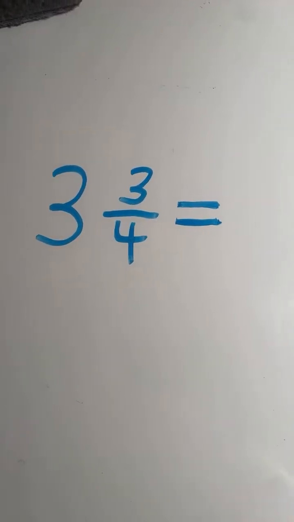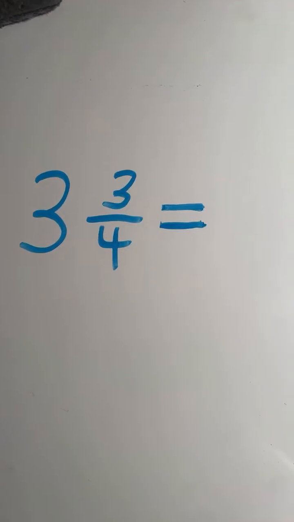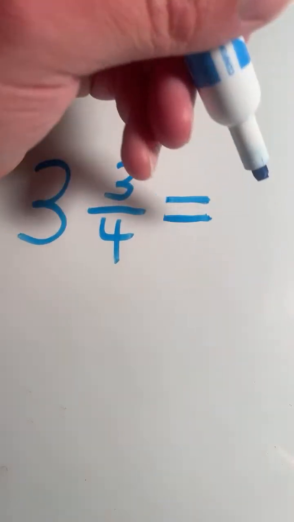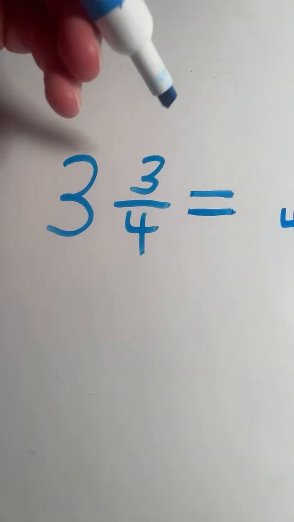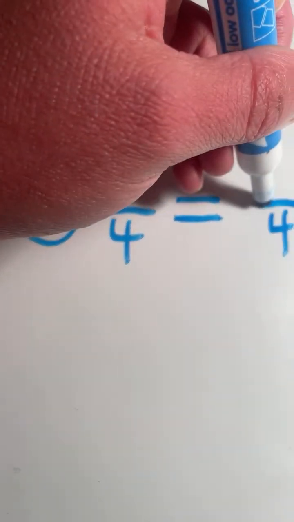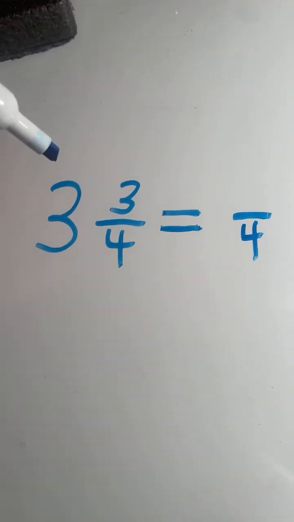So step one, you look at the mixed number, the whole number and the fraction. Whatever the denominator is in our mixed number, that's going to stay the same when we convert it to an improper fraction. So we have 3 3/4. 4 is the denominator. 4 is going to be the denominator in our answer. Now we have two steps remaining.